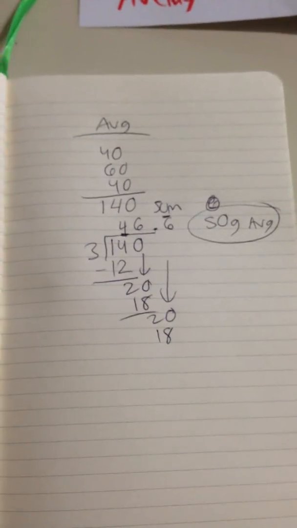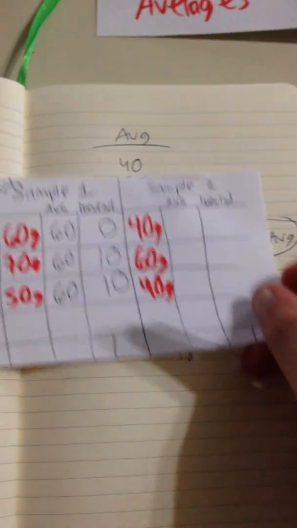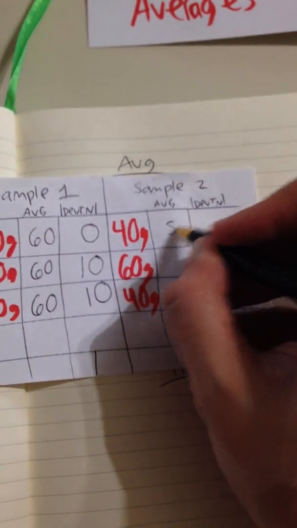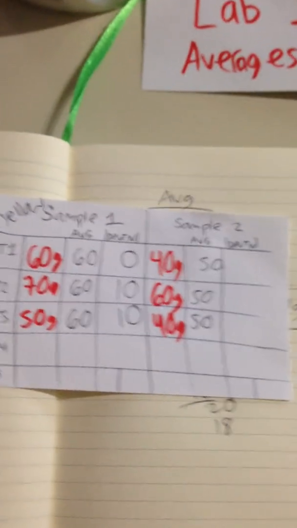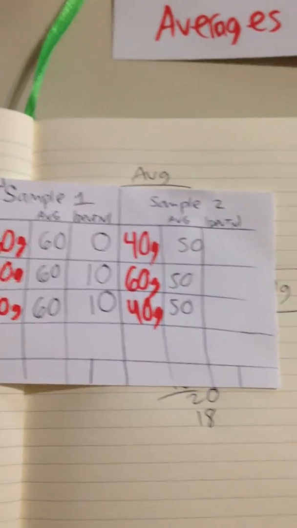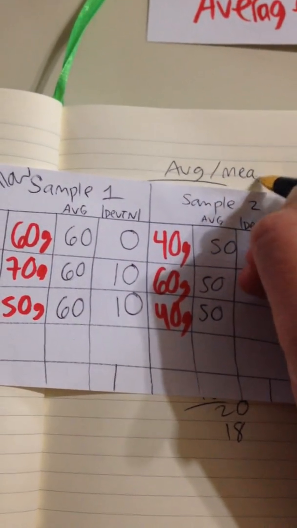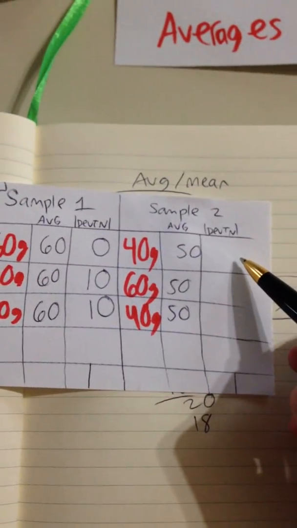And we need to find the average deviation as well. So let's write in our average, 50 grams, and you'll see on your data table there's a spot to put average or mean. Those two words mean the same thing, average or mean. And there's a spot for deviation.